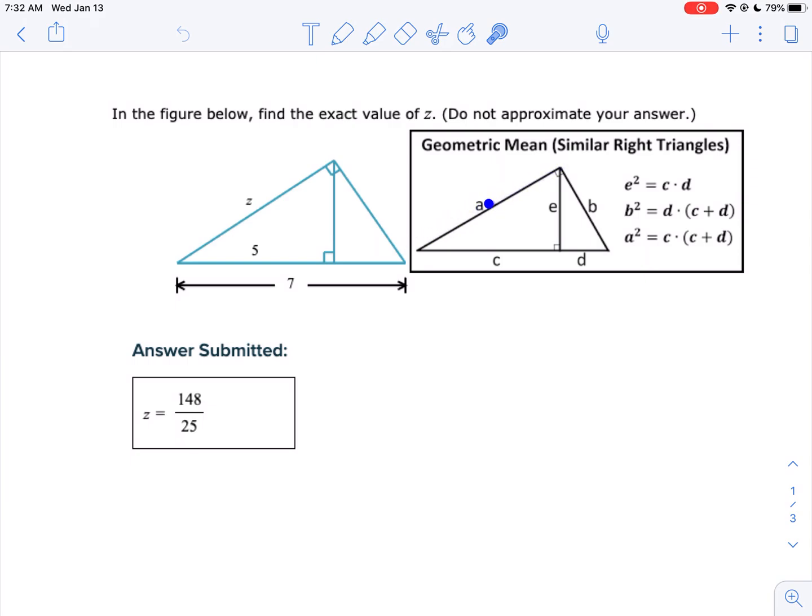Well, that's the geometric mean between the entire hypotenuse, they call that C plus D, and the part that touches A, which is C. So on this problem, we're going to say Z squared, because that's your A, equals your entire hypotenuse, which is 7, times the part that's adjacent to it, which is 5. So Z squared equals 35. Take the square root of both sides. Z is the square root of 35.